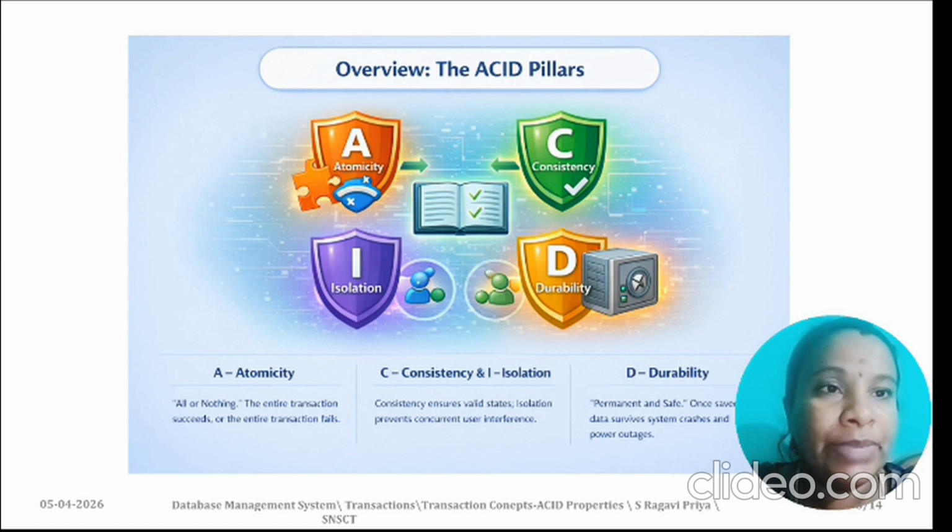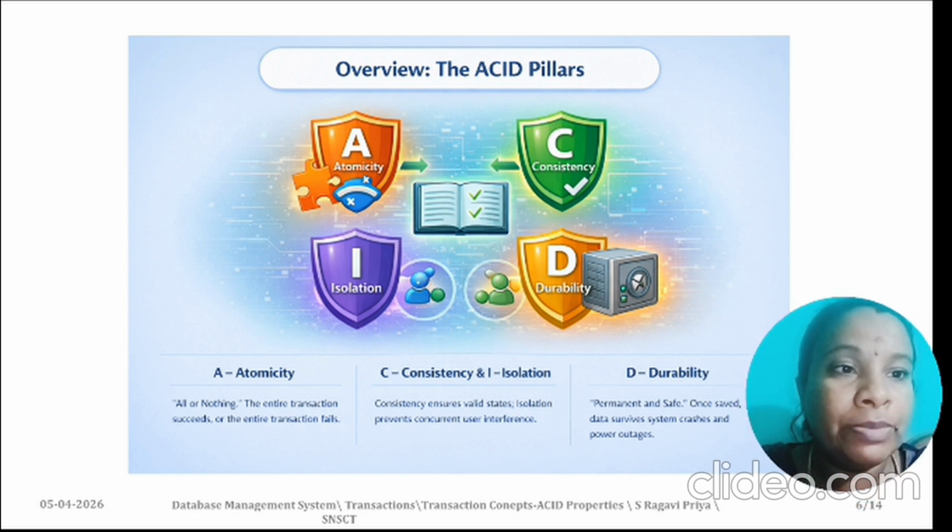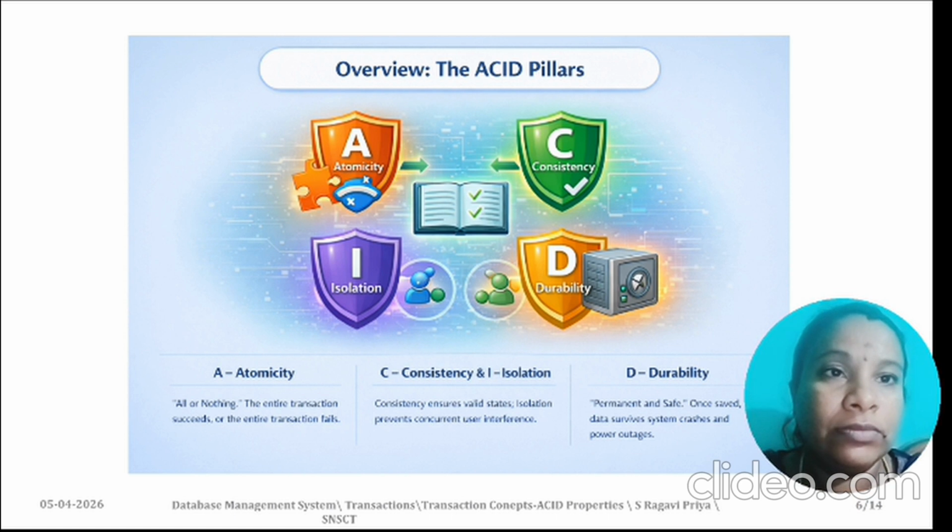Overview, the ACID pillars: A, atomicity, all or nothing. The entire transaction succeeds or the entire transaction fails. C, consistency, and I for isolation. Consistency ensures valid states. Isolation prevents concurrent user interference. D stands for durability: permanent and safe. Once saved, data survives system crashes and power outages.